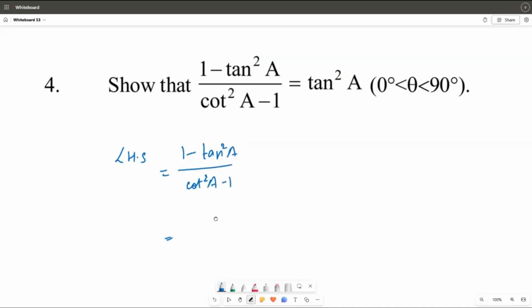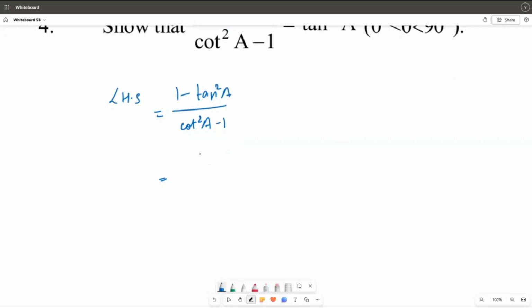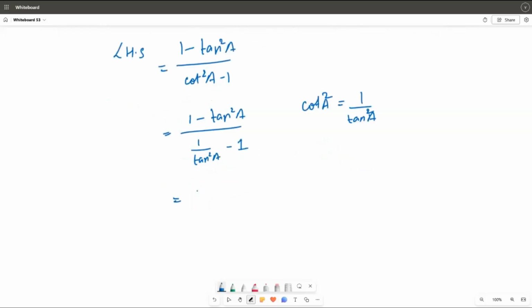So now in this LHS part, I am going to substitute the reciprocal of cot A in the denominator. We know that cot A is equal to 1 by tan A. Therefore, cot square A is equal to 1 by tan square A. So this would be 1 minus tan square A by 1 by tan square A minus 1. So in the denominator, I'm going to take LCM. So this would be 1 minus tan square A in the numerator, and the LCM would be tan square A.